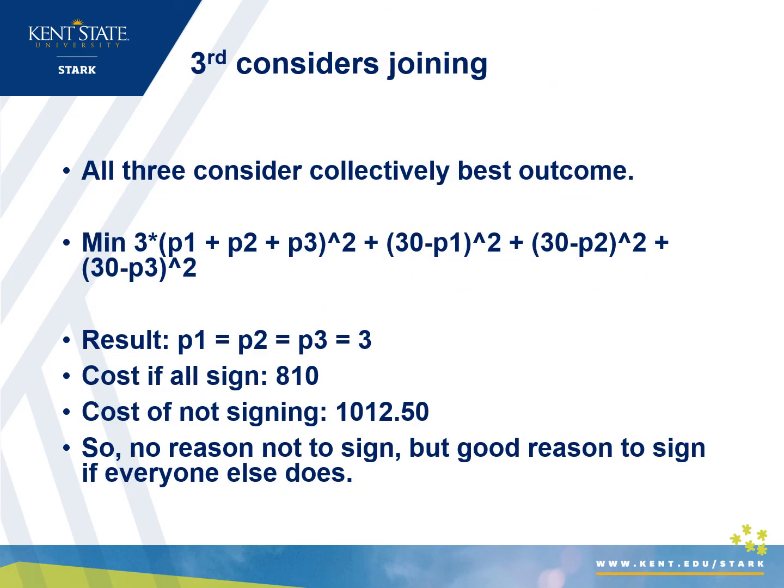So let's consider what happens if the third considers joining this agreement. We've already figured out that any 2 of our polluters have no reason not to just go ahead and join. So does the third have a reason to go ahead and join, or would they have a reason to stay out of it? Let's consider, if they're all three in on it, then in that stage 2, they would consider what is the collectively best outcome for them. So I have here what the problem would be.